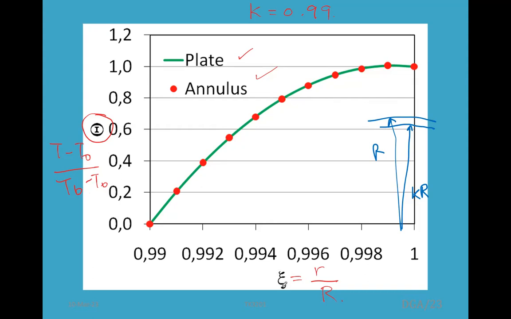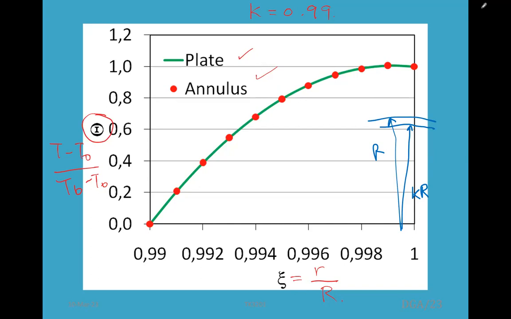This one, the C, is actually r over R. So this is kappa, over here. This is when the kappa is 0.99, and this is the fluid that would be here. So both simulations show that this annulus can be treated like a plate.